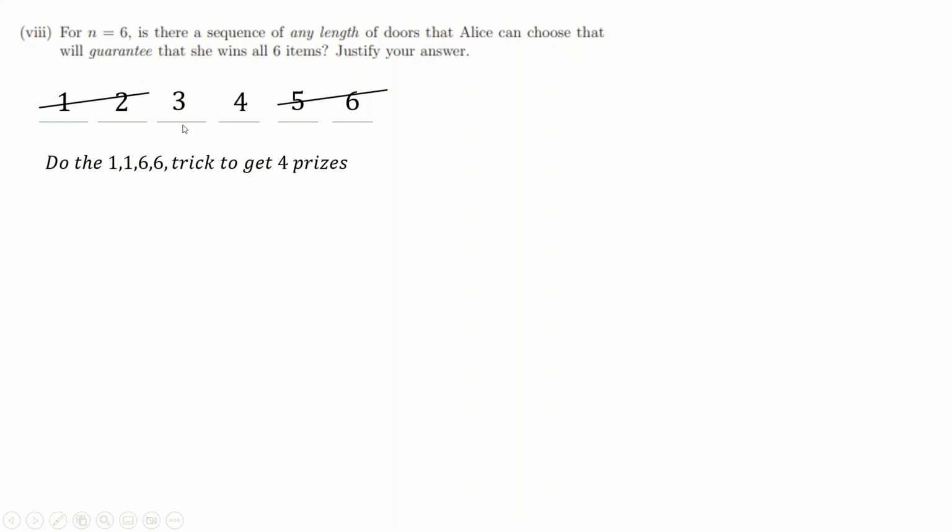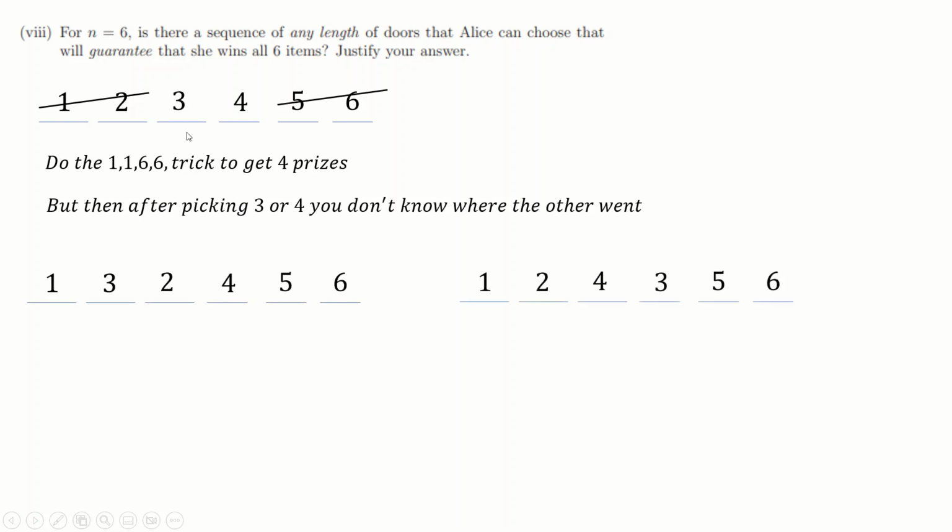So you pick door number 3, say, but then you don't know whether 2 is going to go into there or 4 is going to go into there. So let's just say we've picked door number 3. You don't know whether you're going to see this or this. And so to get prize number 4, you don't know whether to pick door number 4 or door number 3. And so there's no way of getting this to work at all.